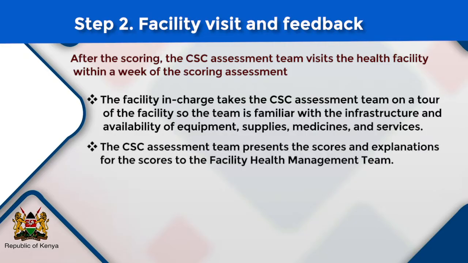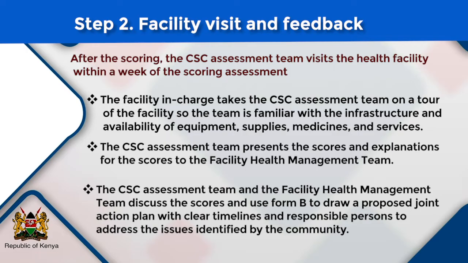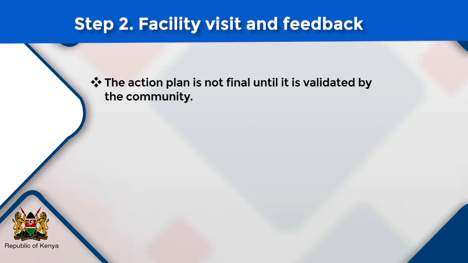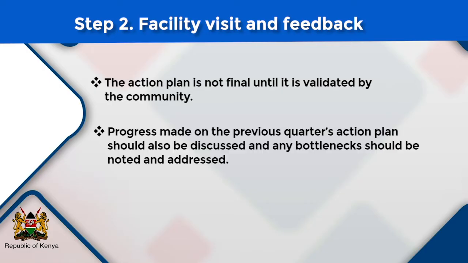The community scorecard assessment team presents the scores and explanations for the scores to the facility health management team. The two teams discuss the scores and use Form B to draw proposed joint action with clear timelines and responsible persons to address the issues identified by the community. The action plan is not final until it is validated by the community. Progress made on the previous quarter's action plan should also be discussed, and any bottlenecks should be noted and addressed.